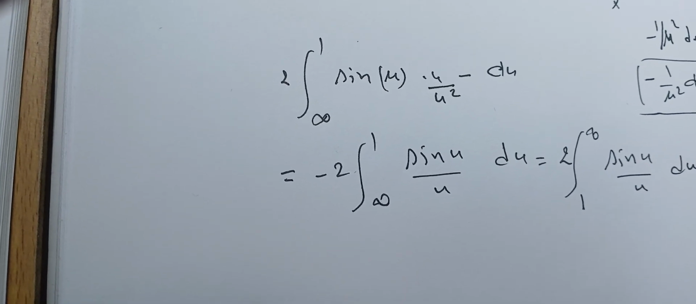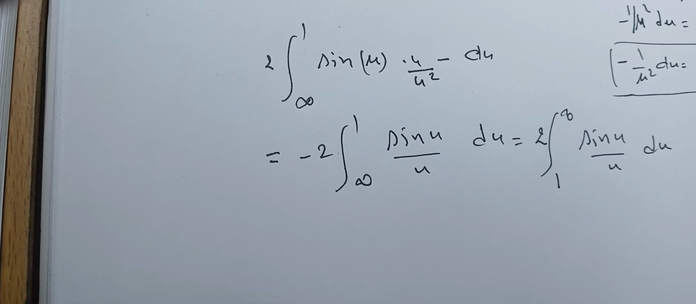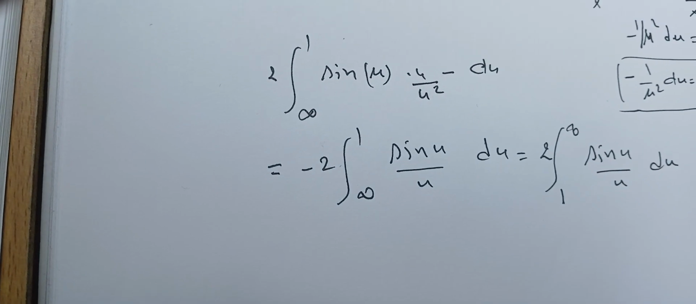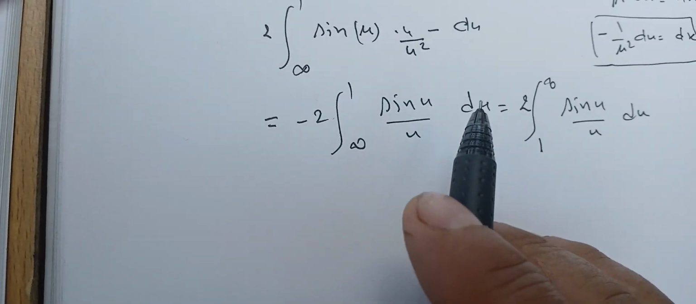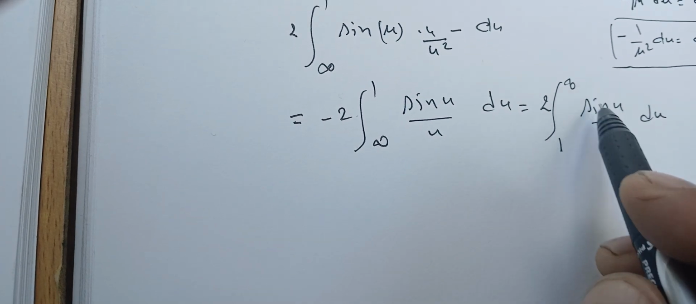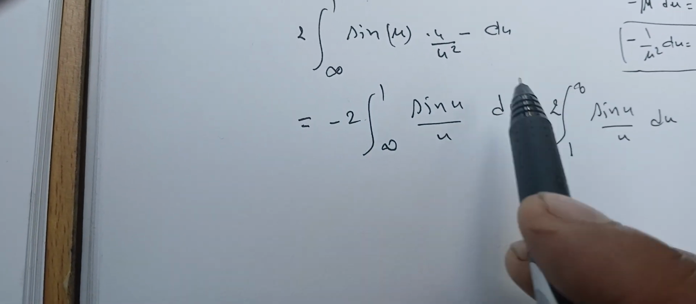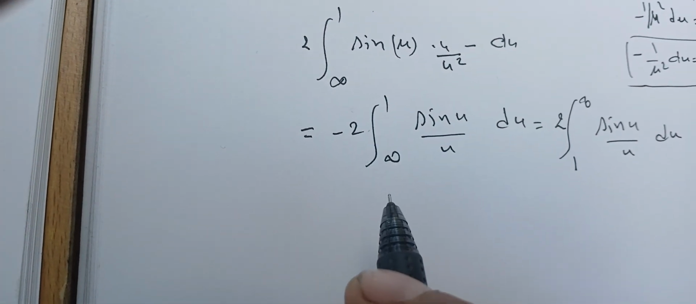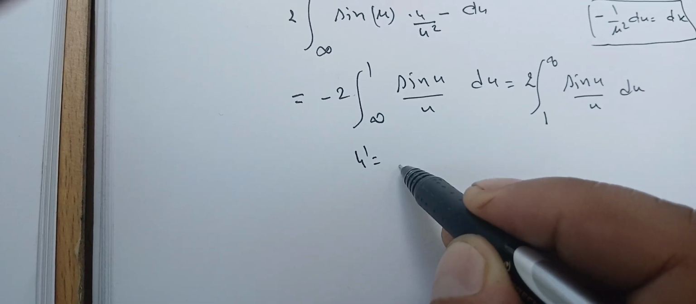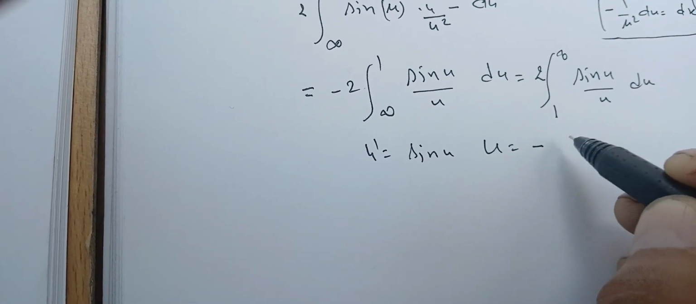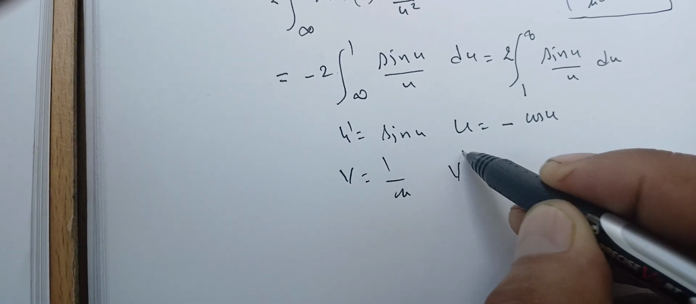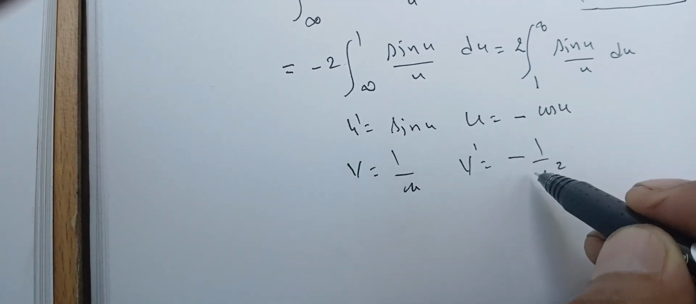Still with this one I can't conclude. I need to do more work. We can do some integration by parts to get some power here, so that we can use the comparison test. That's the trick we use all the time with sine and cosine functions. So if we let u prime be sine of u, that means u is minus cosine u, and v is 1 over u, that means v prime is minus 1 over u squared. Don't confuse this u with the other one.